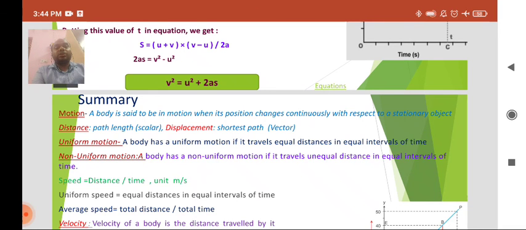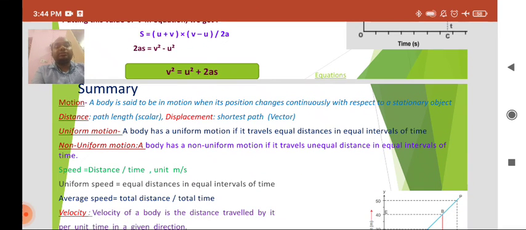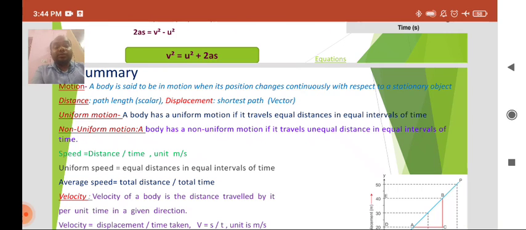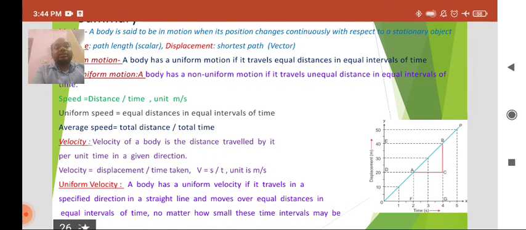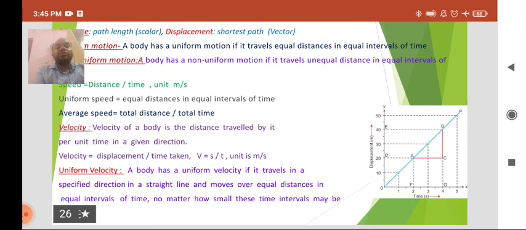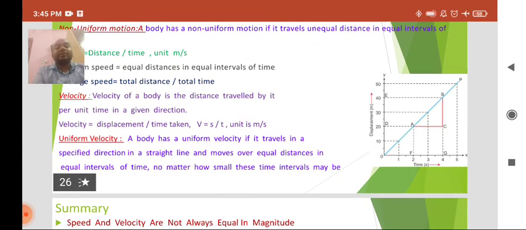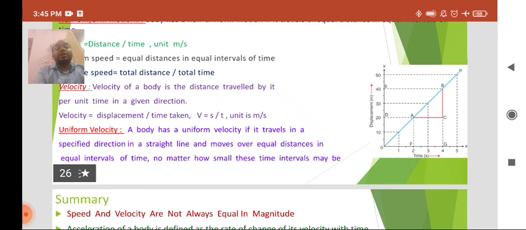Speed is equal to distance upon time. Its unit is meter per second. Uniform speed means equal distances in equal intervals of time. Average speed means total distance upon total time. Now the next point, velocity: the velocity of a body is the distance traveled by it per unit time in a given direction. Velocity is equal to displacement upon time taken, v equals s upon t. The unit is meter per second.